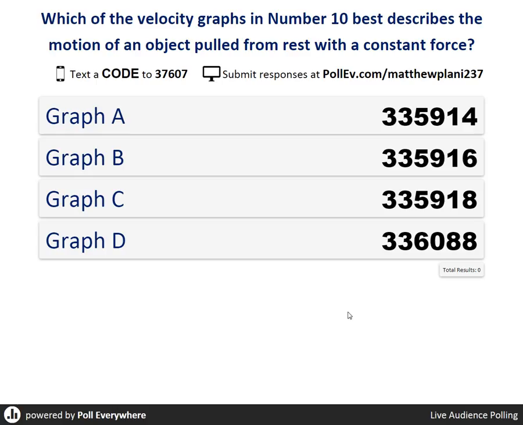Number 10 gives you 4 velocity graphs. It says, which of the velocity graphs in number 10 best describes the motion of an object pulled from rest with a constant force? I will tell you that at the end, it should say pulled from rest with a constant net force. You can add that in. So which of the velocity graphs best describes the motion of an object pulled from rest with a constant net force?